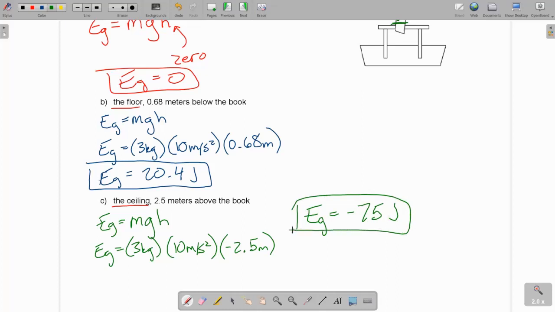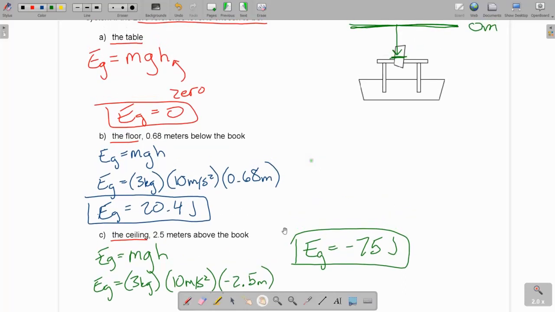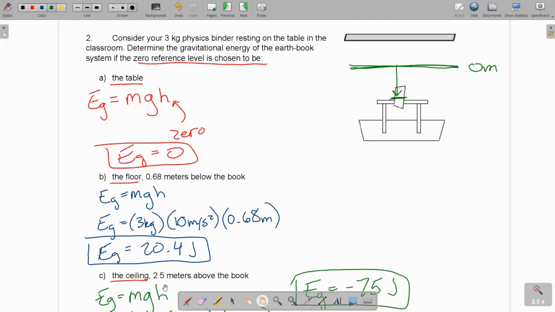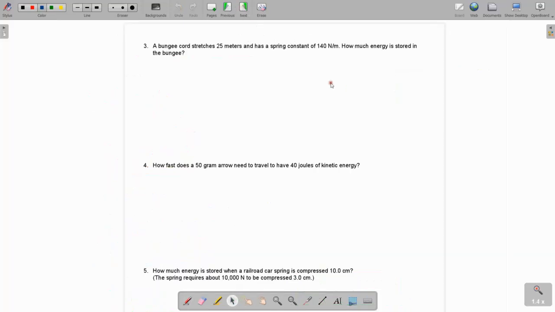Okay. All right, so you can see that changing the reference level, what we define to be 0 meters, certainly affects the energy, right? So just remember that the zero reference level is something that we set. So the first time it was on the table, that was 0. Then we set the zero reference level to the floor. Then we did it to the ceiling. Okay, so we can see how much energy that object, the book in this case, has in all three of those situations. Okay, so let's go ahead and then move on to our next couple problems here.